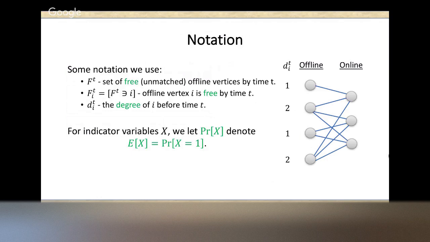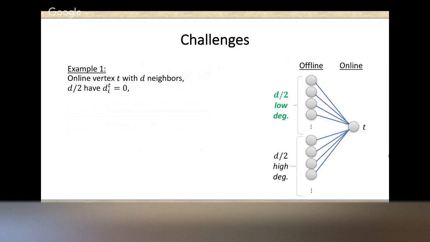All right, so let's consider the following input. This is again not so much analysis, just getting some intuition as to what difficulties we have to overcome. Imagine you have an online vertex t, which has, of course, d neighbors, since we're looking at d-regular graphs. Half of its neighbors have d_t,i equal to 0, so t is their first ever neighbor. Those with d_t,i equal to 0 we'll call low degree neighbors, and the guys who already had d over 2 neighbors so far we'll call high degree neighbors. And ignore this matched earlier independently point, I'll get back to that.